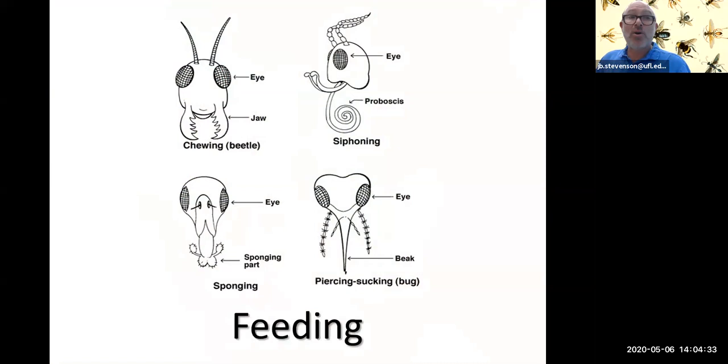Insects have a wide variety of mouth parts. There are six pairs of mouth parts in all insects, but they are widely different. The same parts have been modified in the various types of insects for various feeding mechanisms. We have, in the case of some of the beetles, their mandibles modified into a chewing mechanism to masticate whatever it's going to eat.